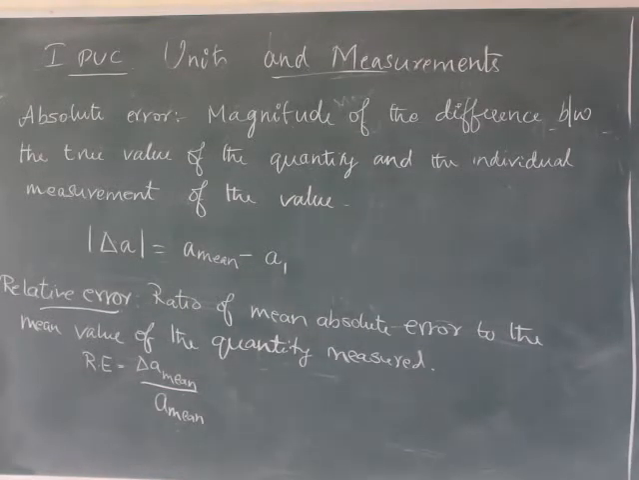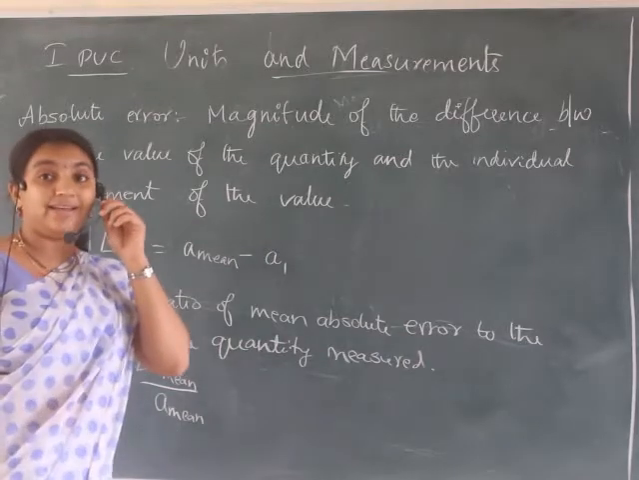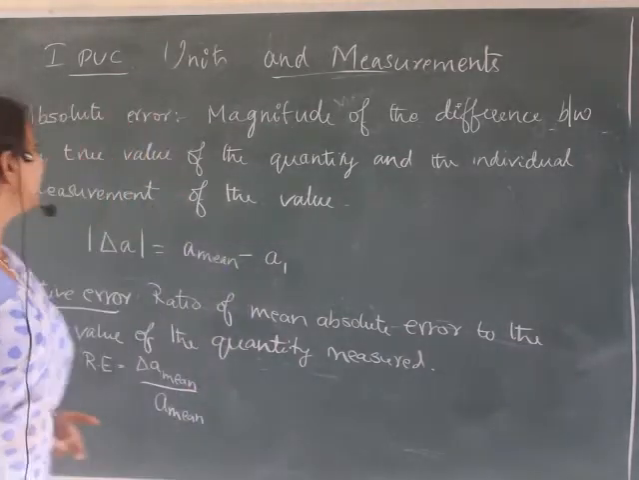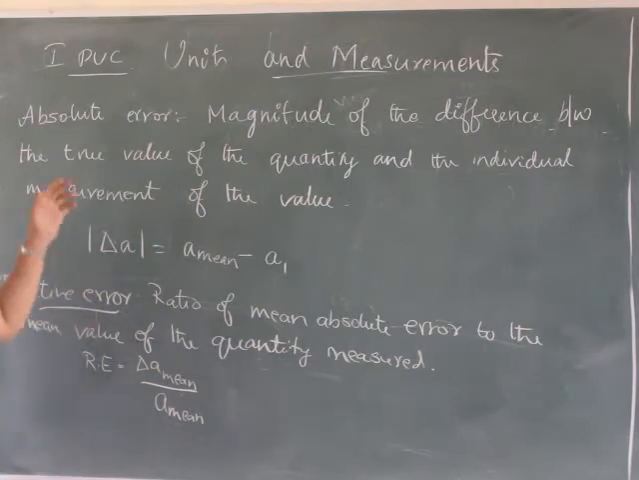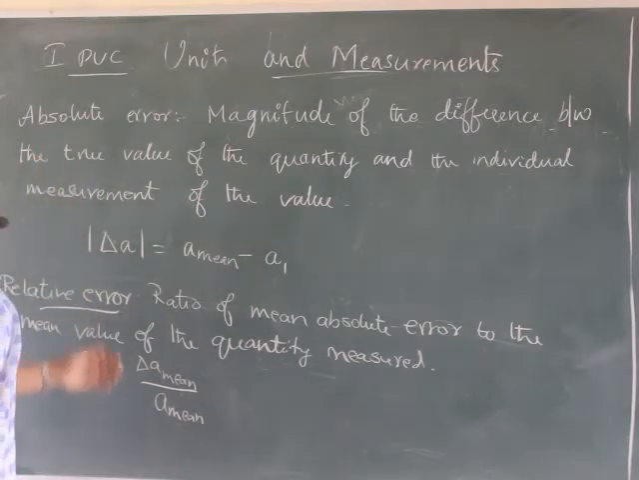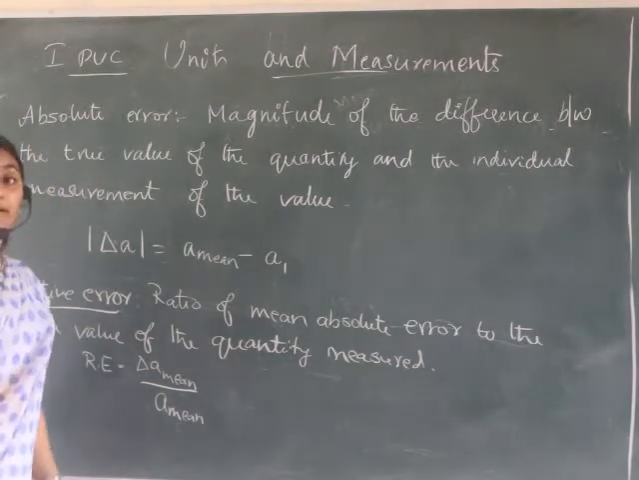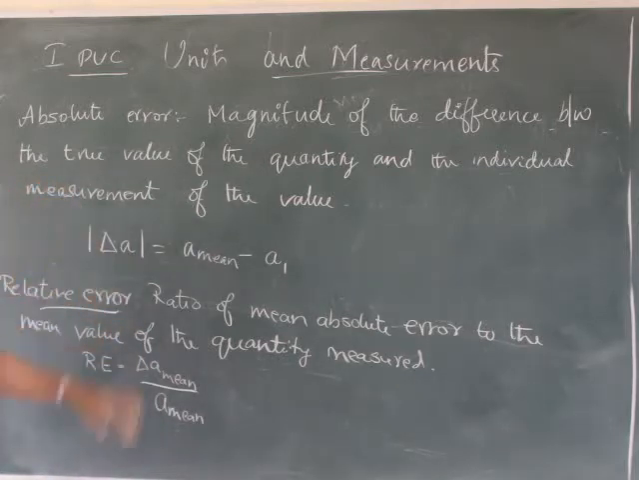So in our previous class, we started with the concept called errors, correct? In errors, there are different types of errors, and we spoke about them, and then we reached absolute error. Here is the definition for absolute error.